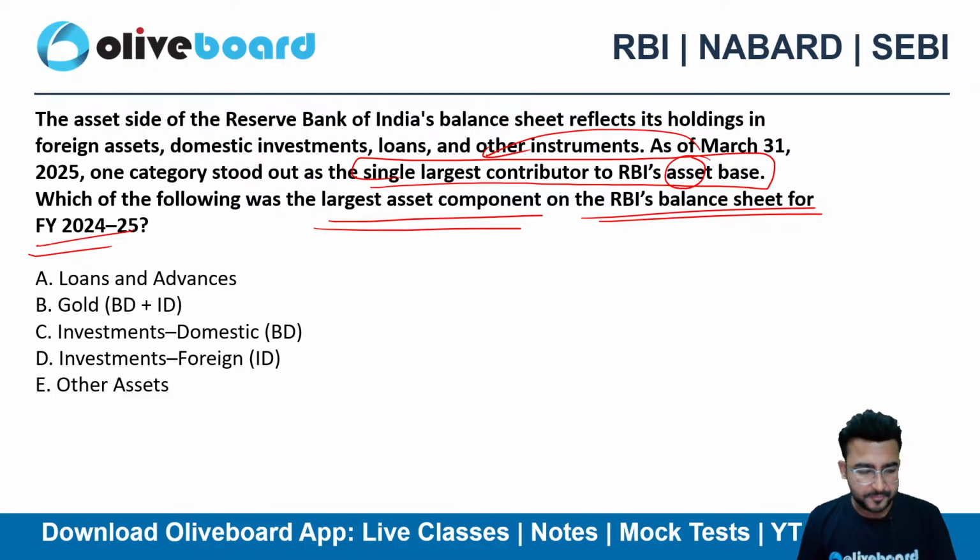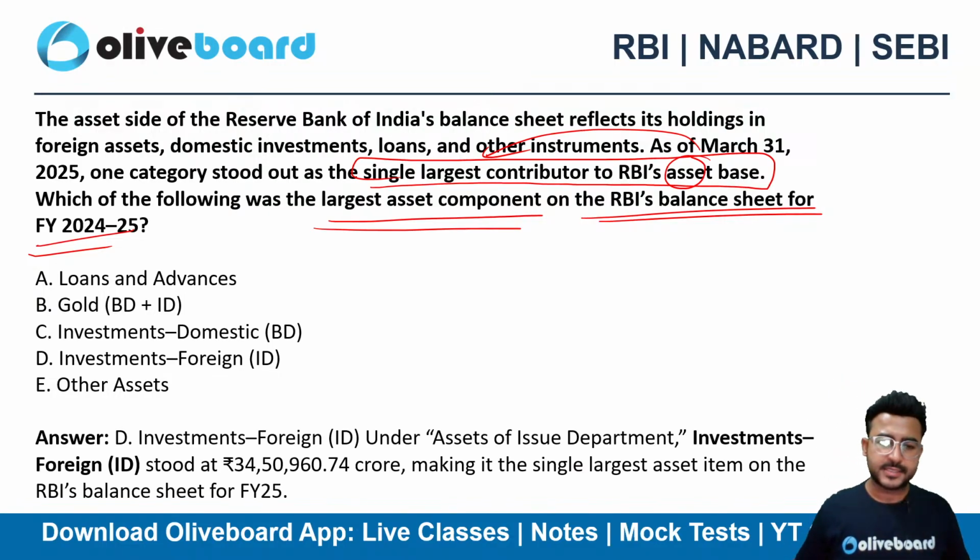So guys, did you have a look at the RBI's balance sheet and the income and expenditure account? Anyone? What was the single largest contributor to the RBI's asset base? Which of the following was the largest contributor here? The highest amount which is there in the asset column?